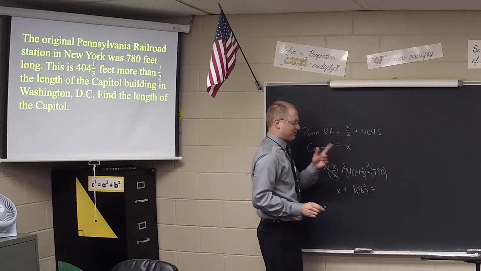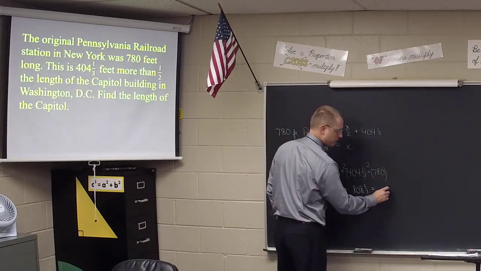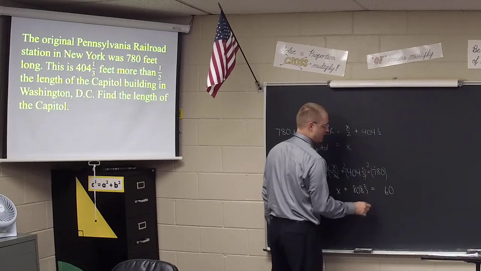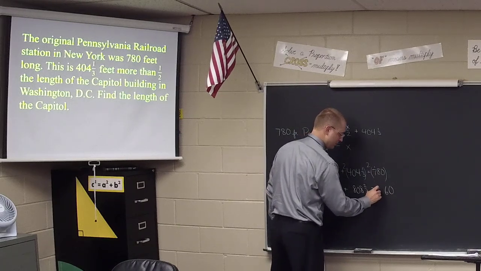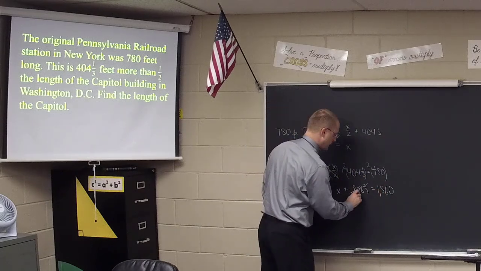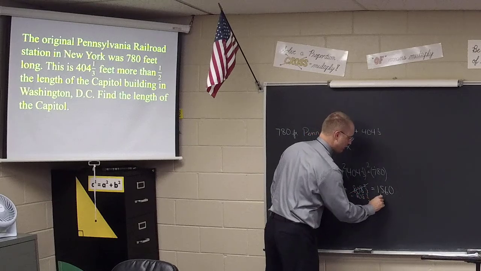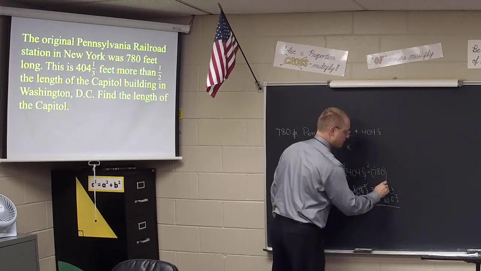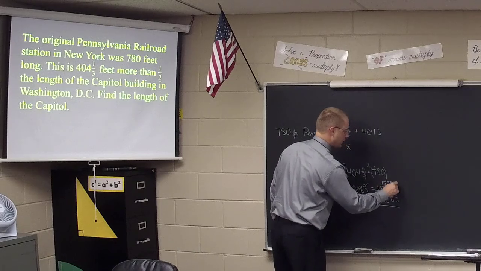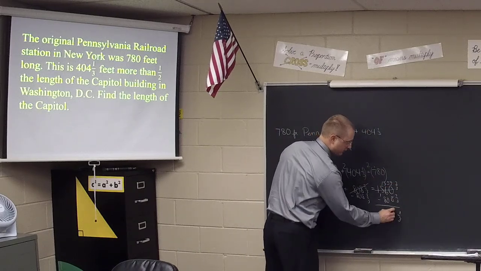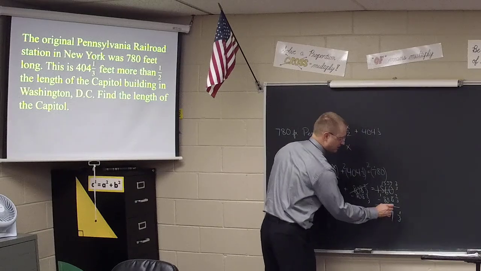And then 2 times 780: 2 times 0, 0. 2 times 8, 16, and carry the 1. 2 times 7 plus 1, 15. So we end up with 1,560. Then we subtract away the 808 and 2/3. And of course we borrow, make this a 15, 59 and 3/3. 3/3 minus 2/3, 1/3. 9 minus 8, 1. 5 minus 0, 5. And 15 minus 8, 7.